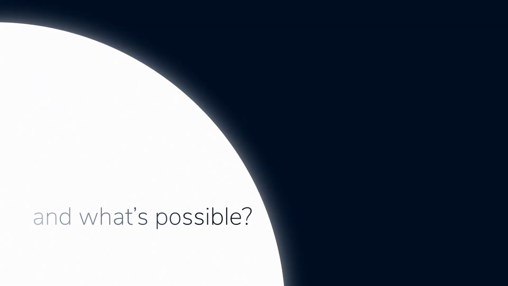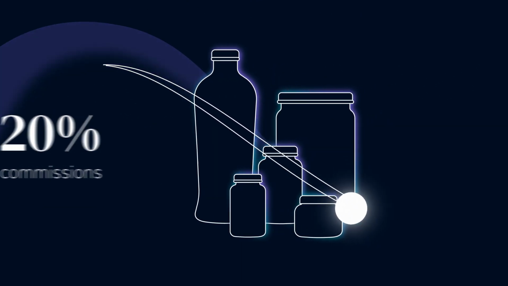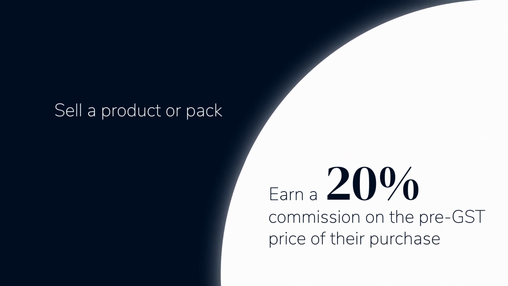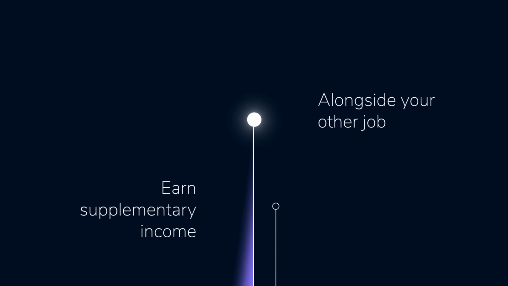The first way to earn income by partnering with Isagenix is through 20% referral commissions. You refer a product or pack to someone and earn a 20% commission on the pre-GST price of whatever they purchase. It's simple. Sell a product, get a commission based on the product's pre-GST price, and repeat. This is the easiest way to make money with Isagenix and can supplement your current income. By making sales, you can earn supplementary income alongside your 9-to-5 or part-time job.